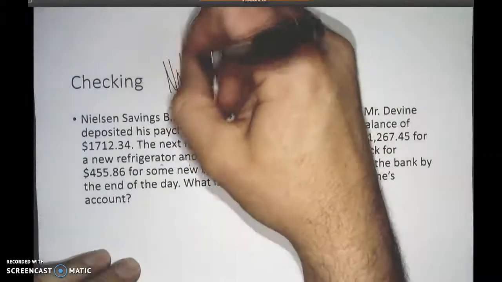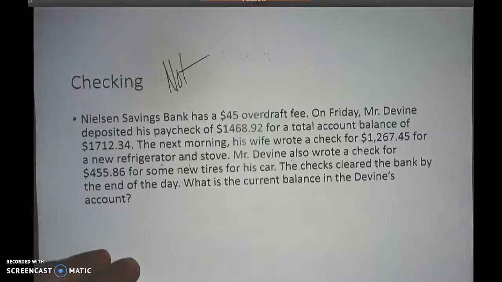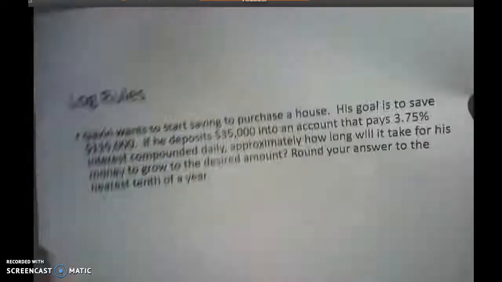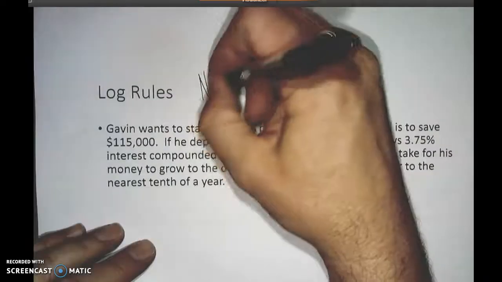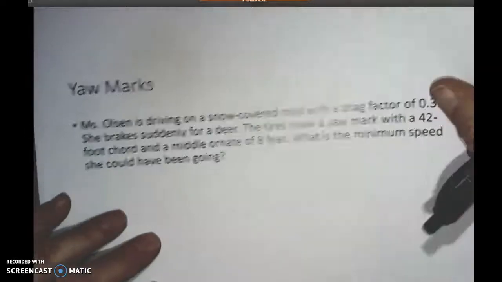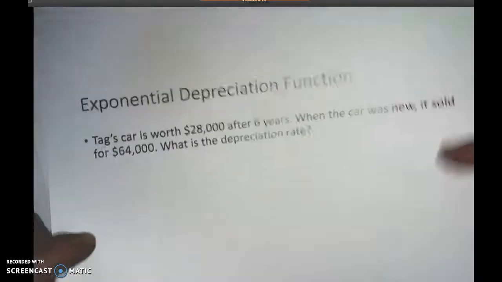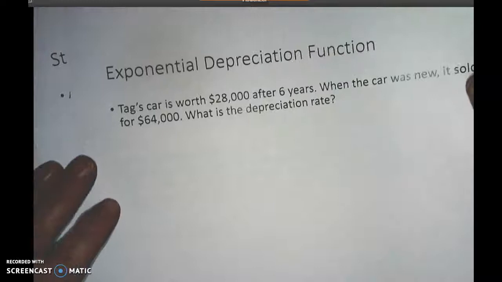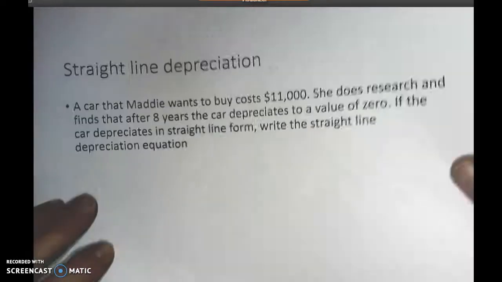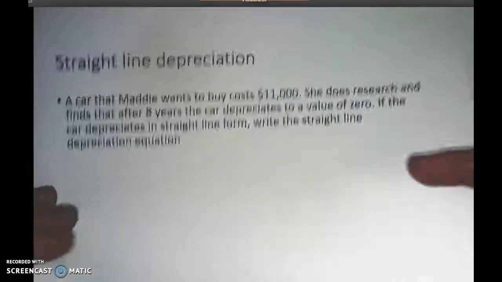This is not going to be on the test. It takes you guys too long to do this, so I'm taking this one off the test, okay? So the checking questions are off. Log rules, not on the test. Yaw marks, not on the test, because you guys didn't get the chance to do it. Exponential depreciation function, not on the test. Didn't get a chance to do it. Straight line depreciation, not on the test.